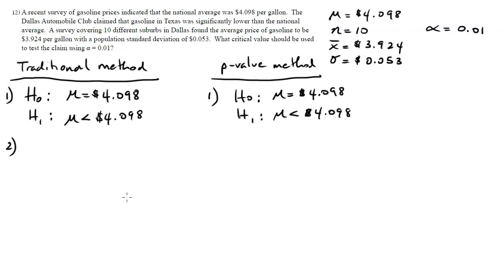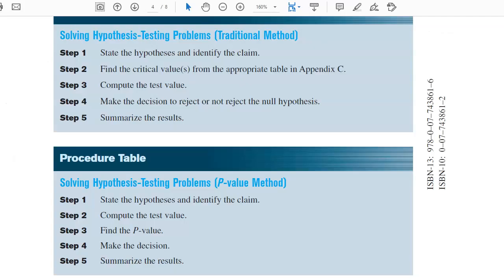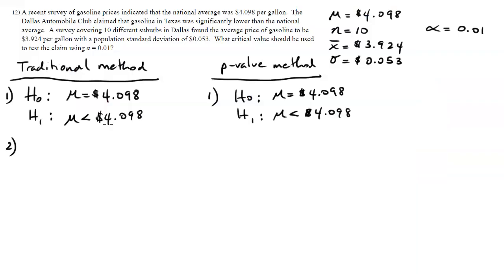Second step, so I'm going to continue with the traditional method. Second step here, find the critical values from the appropriate table. Now we've done a couple of problems before with finding critical values, right? And that's actually what the question is asking. So the question is essentially asking step 2 of the traditional method. Okay?